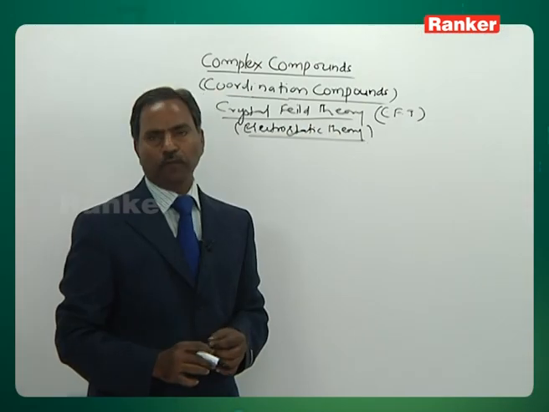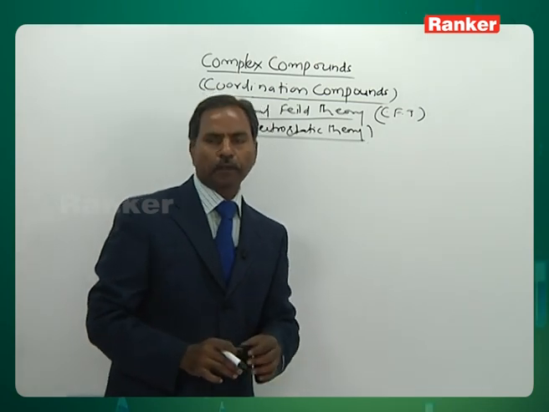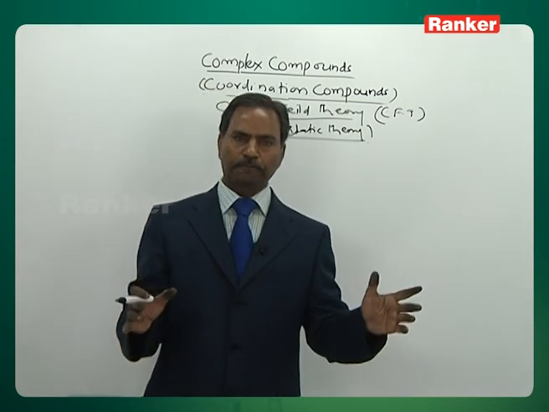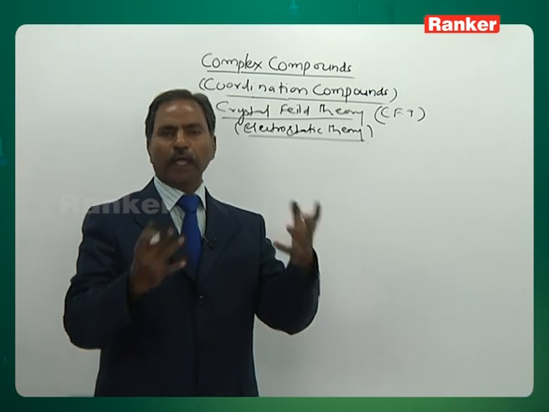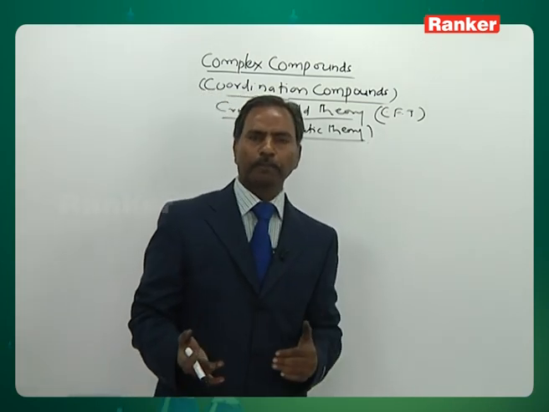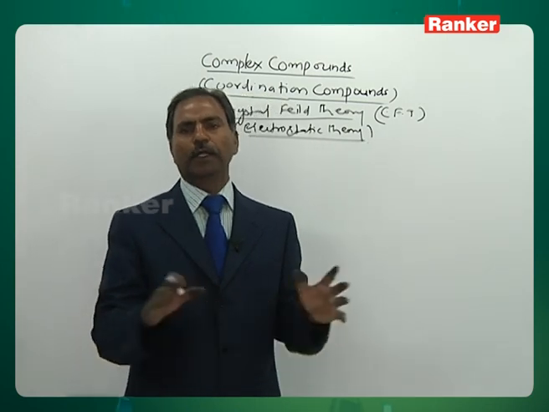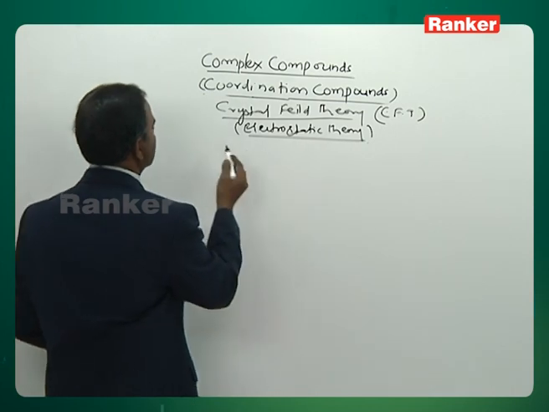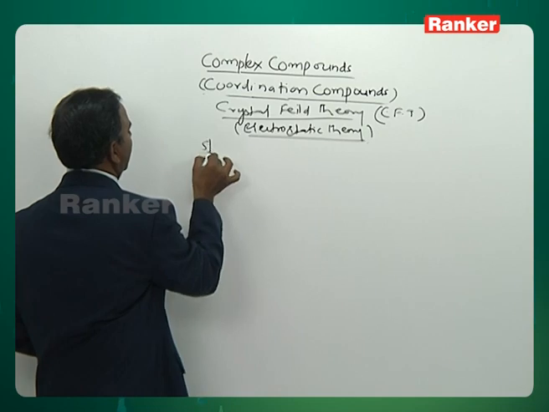Now, we have completed the postulates of crystal field theory. Now, let us see how the d orbitals split into different energy levels under the influence of a particular ligand: in octahedral geometry, in tetrahedral geometry, and in square planar geometry. How is this splitting taking place? Let me show the splitting of d orbitals in octahedral geometry.